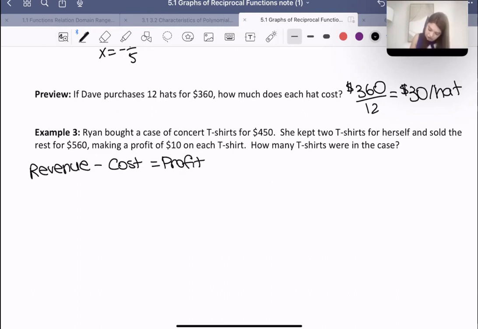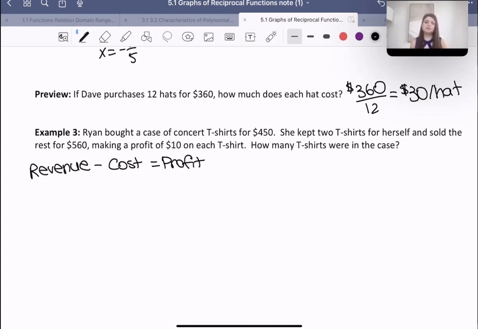And this is just a good general equation to know, right? The revenue, which is how much money we actually get in sales, or we actually get from our business, and then that's minus the cost is going to give us the profit, right? Because she had to spend money on these concert t-shirts.